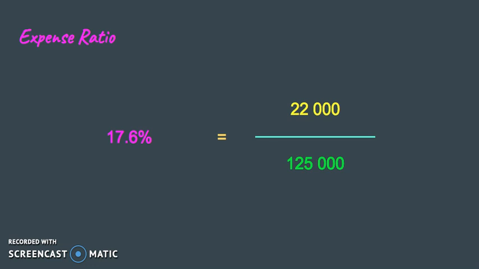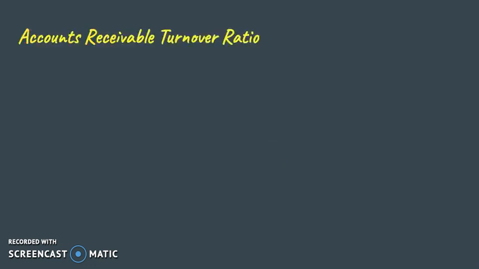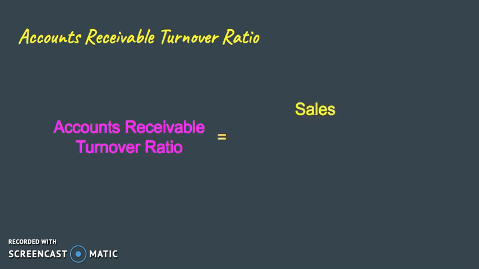The next ratio we'll look at is the accounts receivable turnover ratio. This measures the effectiveness of a firm's credit policy and how efficiently it collects its debt from other companies or other people. So the accounts receivable turnover ratio equals sales over accounts receivable.